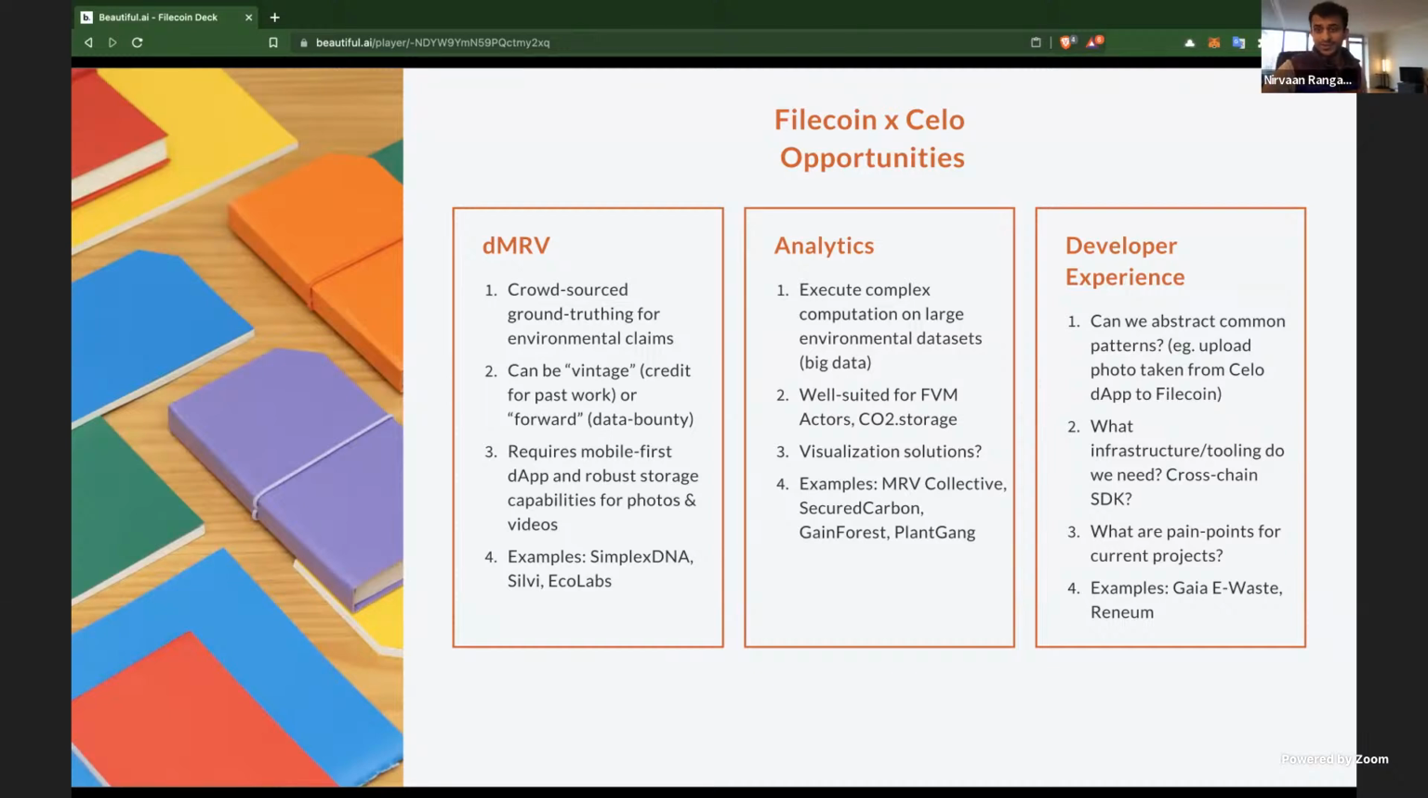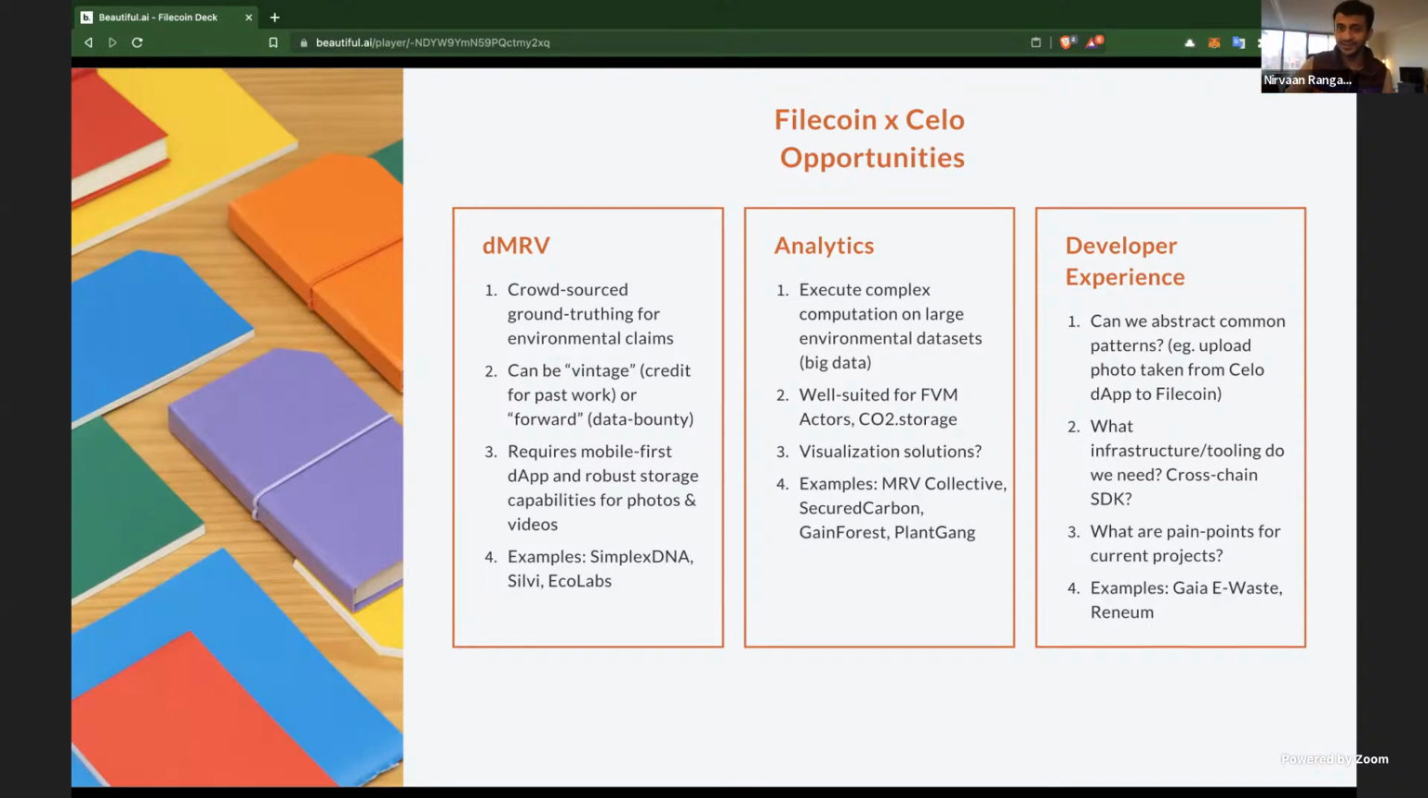Which leads me to my big questions for today: how might we actually make this happen and make it easy for developers? So first, on a surface level, one thing that was talked about at the conference retreat last week was potentially cross-chain SDKs. As a developer, I know the pains of pulling in two different libraries and dealing with dependency trees and version mismatches between those two libraries. So ideally, can we create a cross-chain SDK for either client or backend side, and abstract some of these common patterns? Just upload a photo taken from a Celo DApp and put it on Filecoin. Maybe eventually tying that together with Astral protocol and adding some geospatial logic in there, but starting simple with just abstracting some of these common patterns.